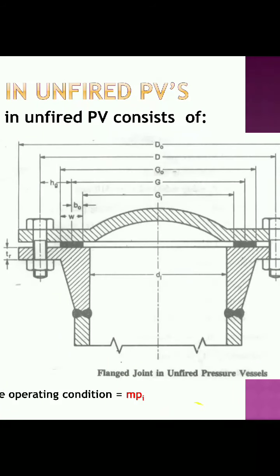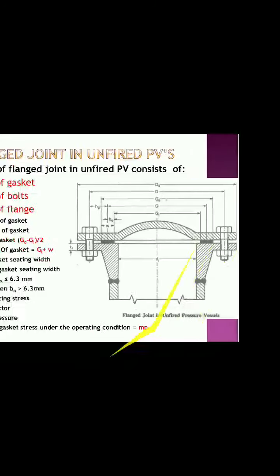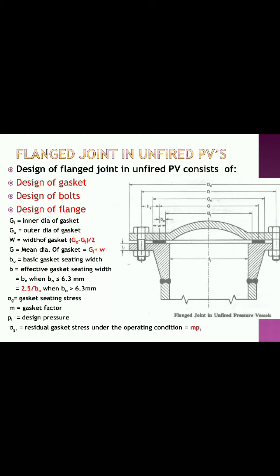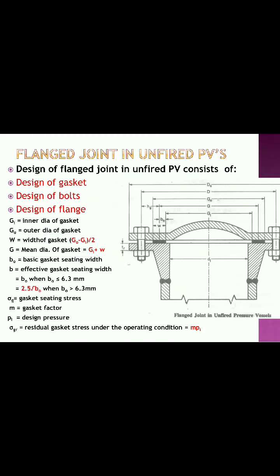So DO, DE, GO, G, GI, then TF, DI. We'll see one by one what exactly is the meaning of each designation. Let us consider GI, that is the inner diameter of gasket, then GO, outer diameter of gasket, W, width of gasket, that is (GO minus GI) upon 2, capital G, mean diameter of gasket, that is GI plus W.